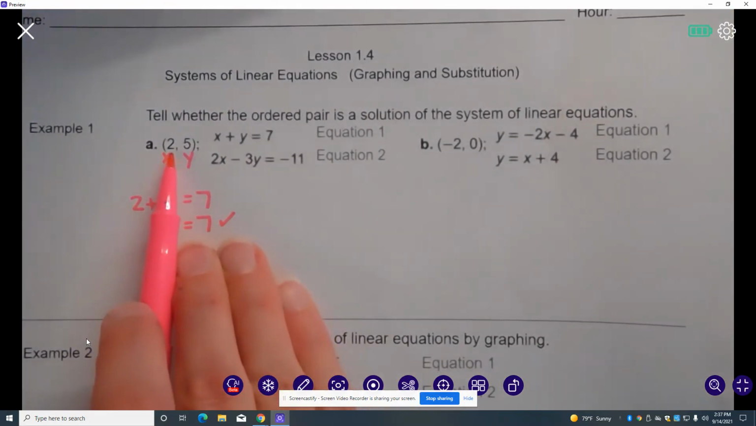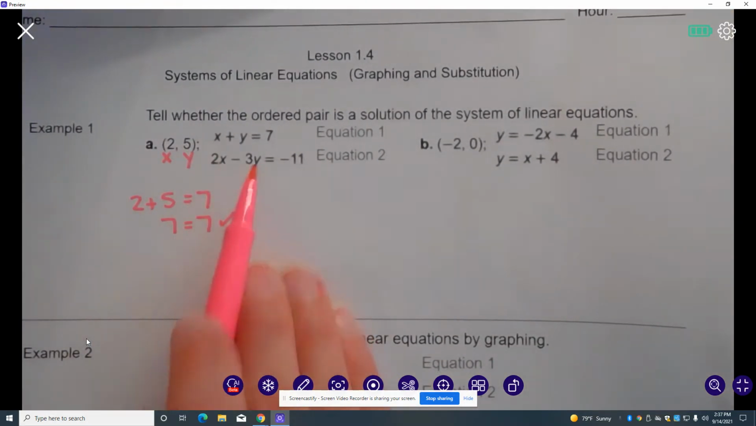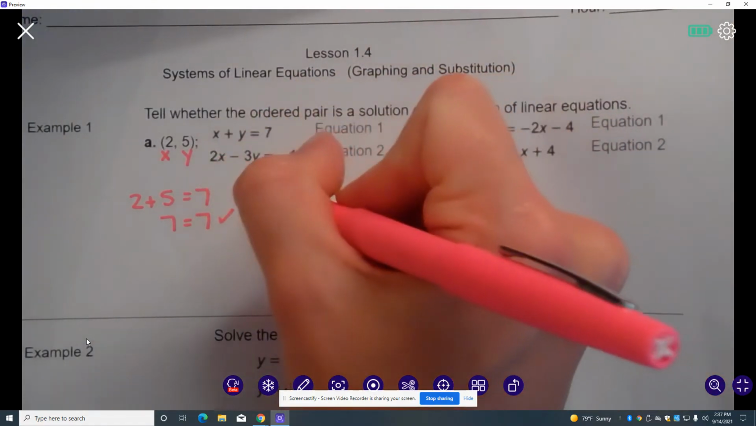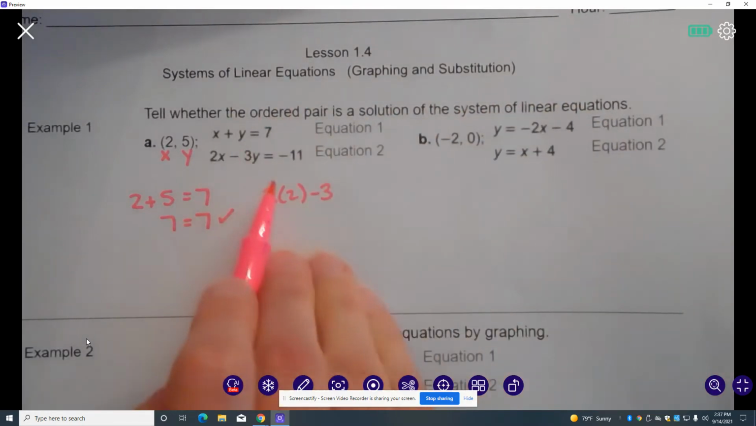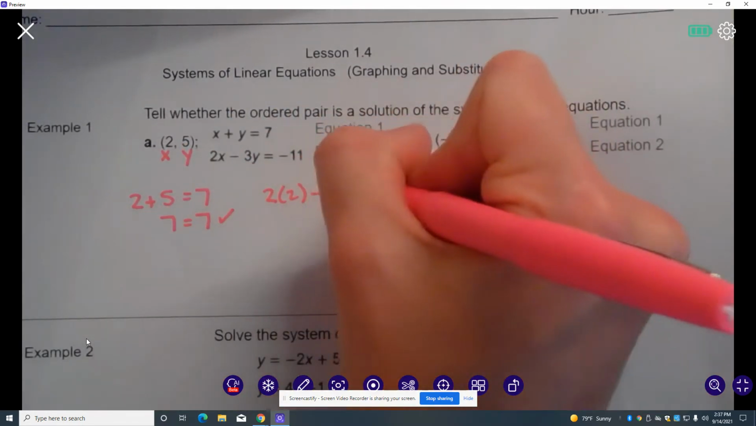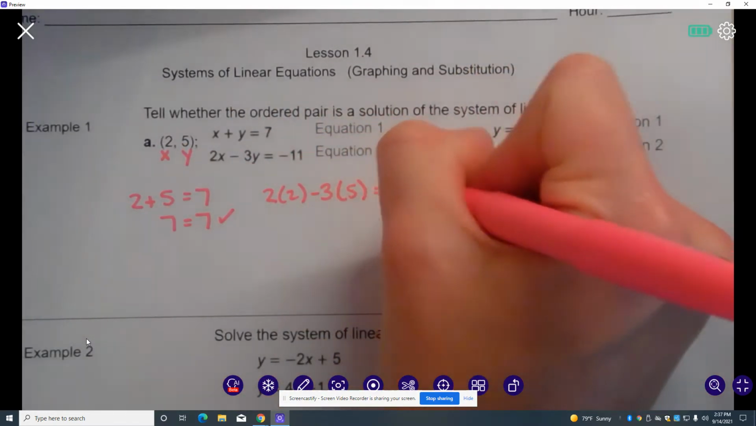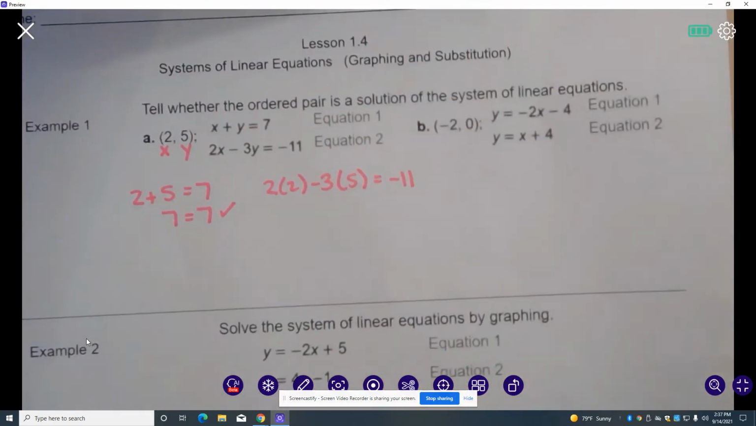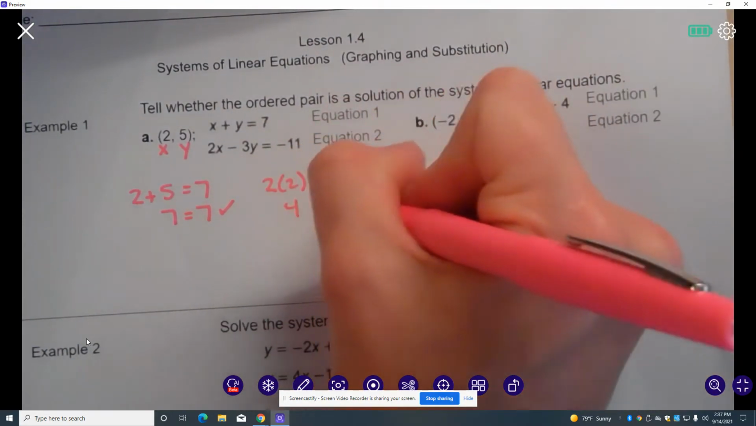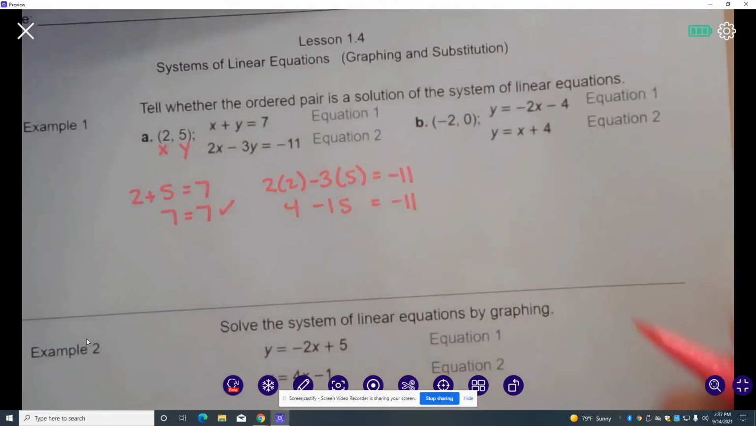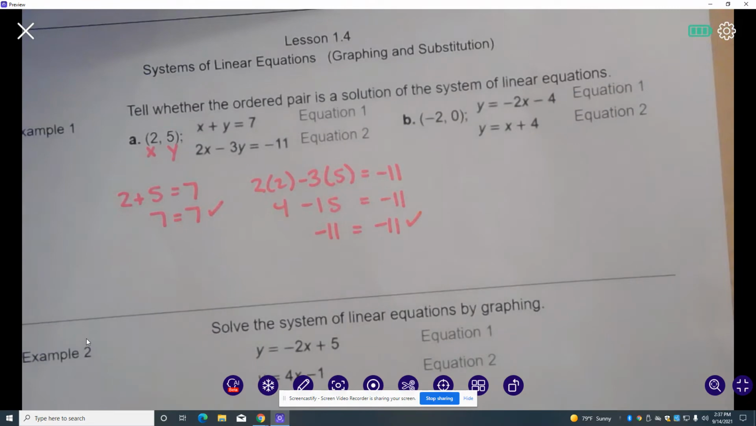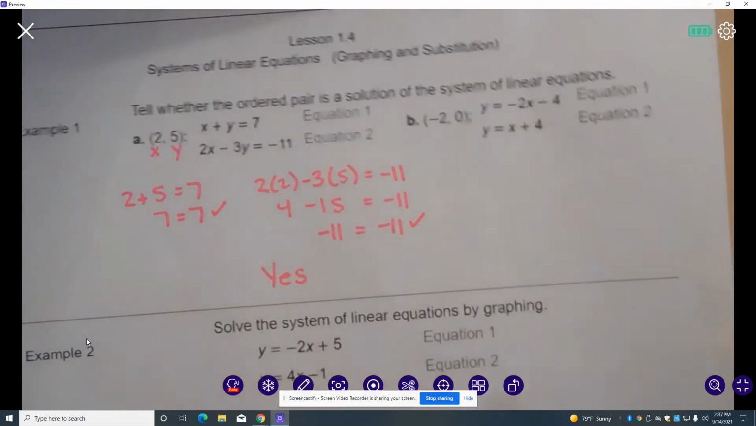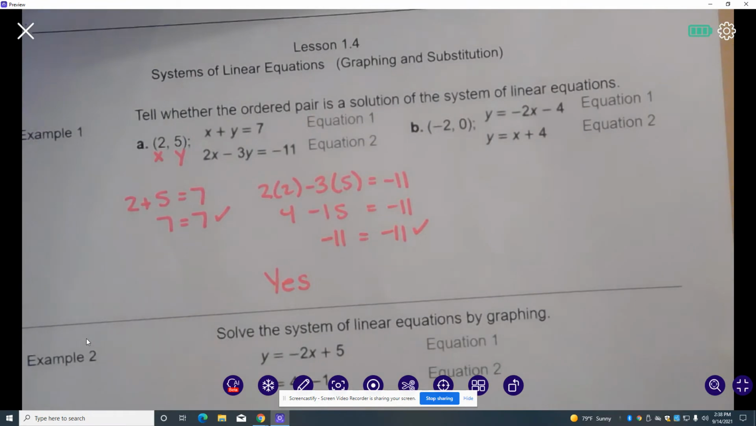Now I'll plug 2 and 5 in for x and y into the second equation. So 2 times 2 minus 3 times 5. And I want to know, does that equal negative 11? So I have 4 minus 15. And yes, that's equal to negative 11. So that ordered pair makes both equations true. So we would say yes, the ordered pair is a solution to the system.